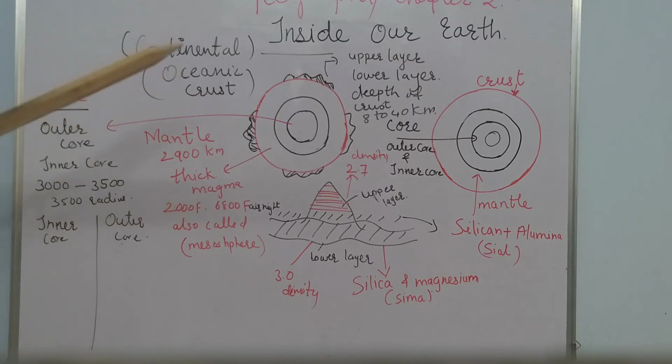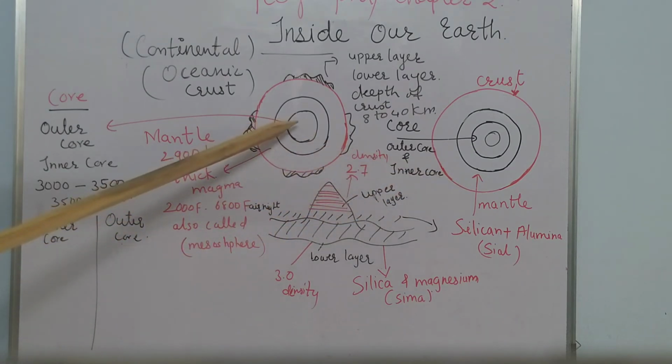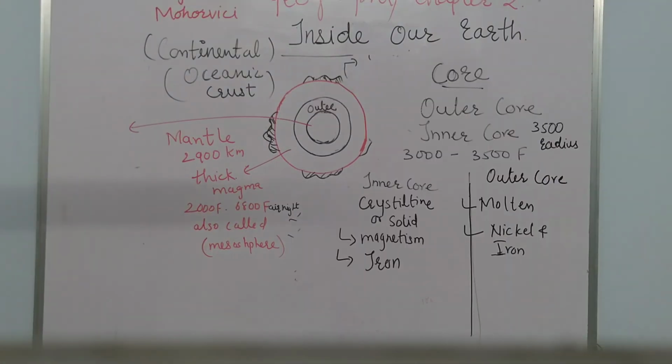Now the next point we will discuss is the mantle. Mantle means this one. Here I am discussing your mantle. The mantle is 2900 kilometers thick and is magma. The temperature is 2000 to 6000 Fahrenheit, and it is also called the mesosphere. Now we will discuss the core.